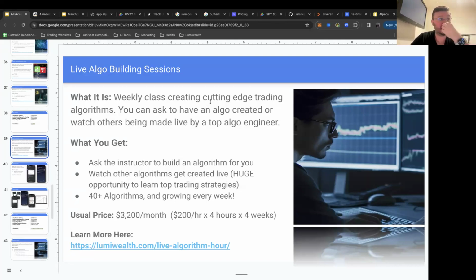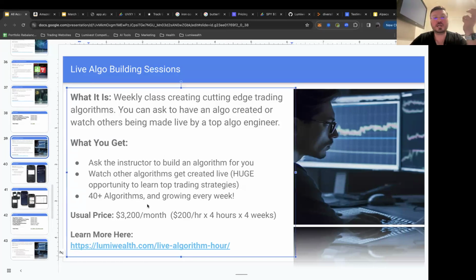Some of the strategies I showed you earlier, like the butterfly strategy that had like 135% a year return, we built it in this class. This is where it came from. This is the innovation center.